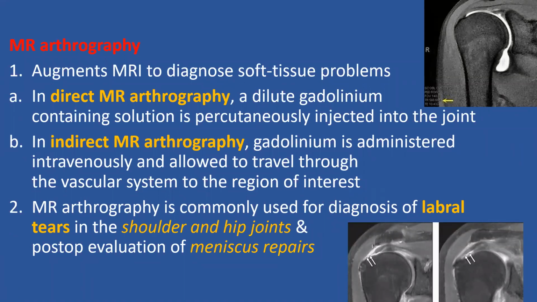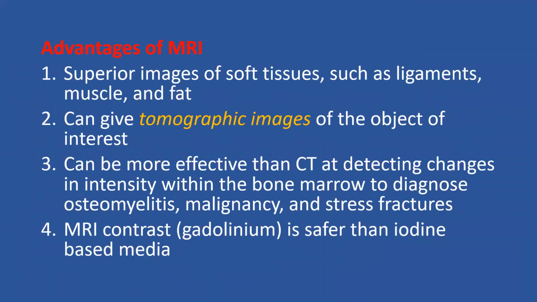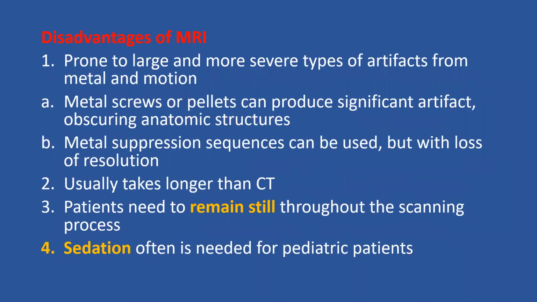Okay, we use a lot of contrast material in the shoulder and hip joints. What are the advantages? It gives us superior images of soft tissues such as ligaments, muscle, and fat. It can give tomographic images of the object of interest. It can be more effective than CT at detecting changes in intensity within the bone marrow to diagnose osteomyelitis, malignancy, and stress fracture. MRI contrast, gadolinium, is safer than iodine, but don't forget, in kidney disease, be very careful.